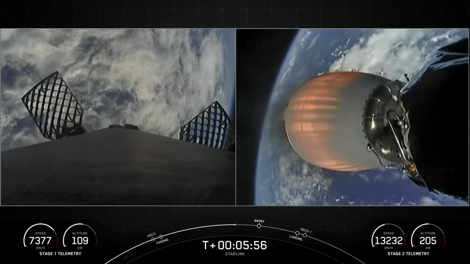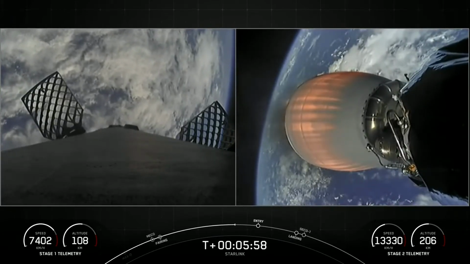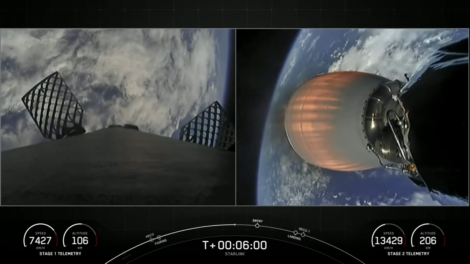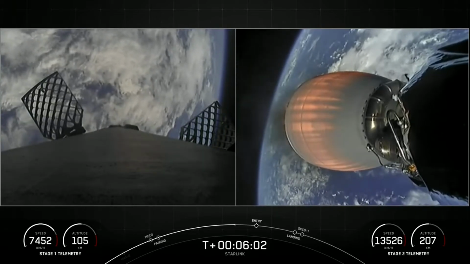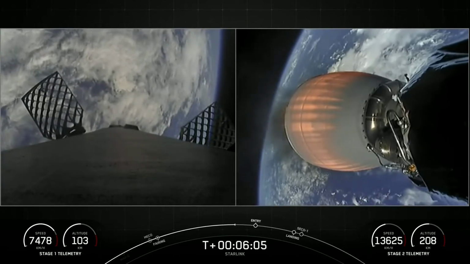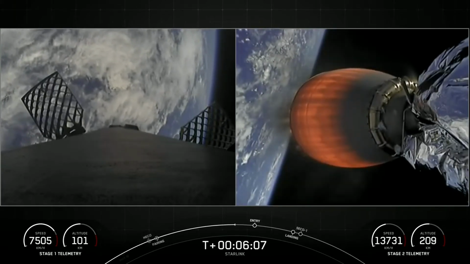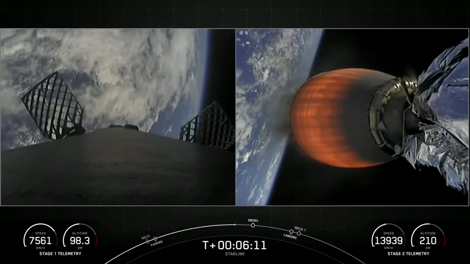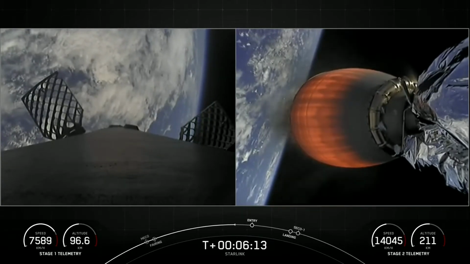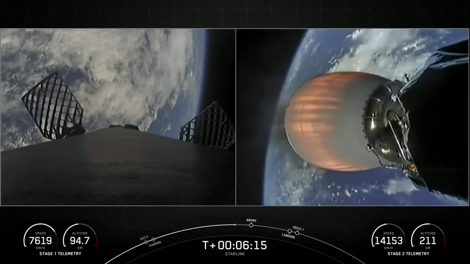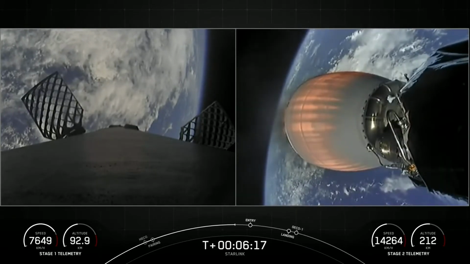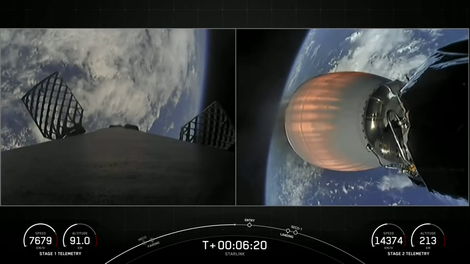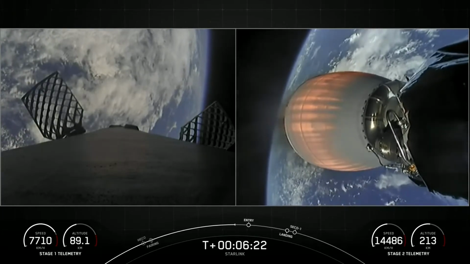Just as a reminder, if you're just now tuning in, this is our 54th overall Starlink mission, and we will be sending 53 Starlink satellites to low Earth orbit. We are just about 30 seconds away from the entry burn on the first stage. Again, that is 3 of 9 engines reigniting to help slow the stage down.